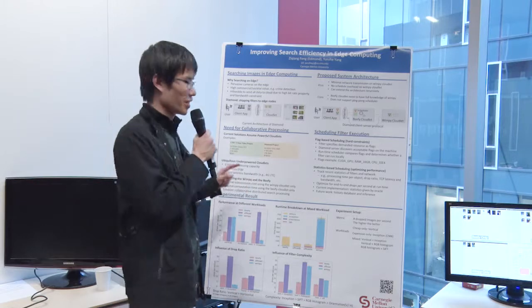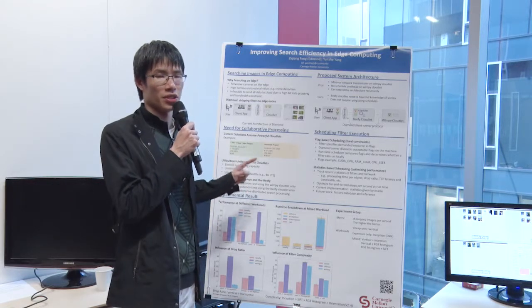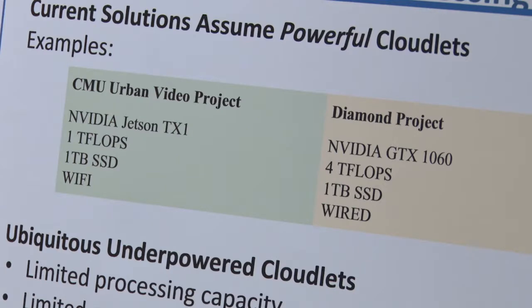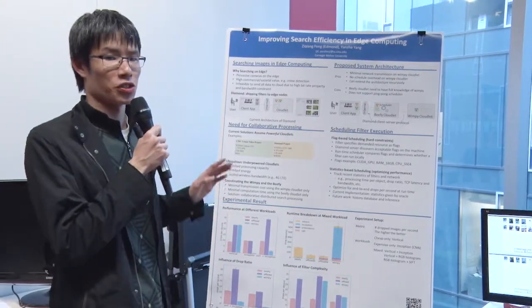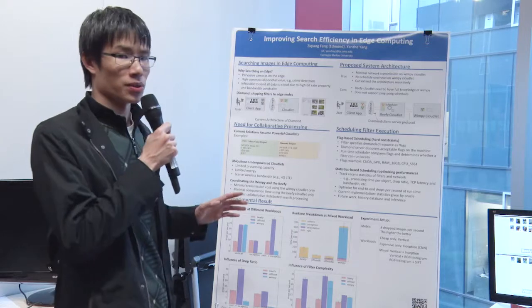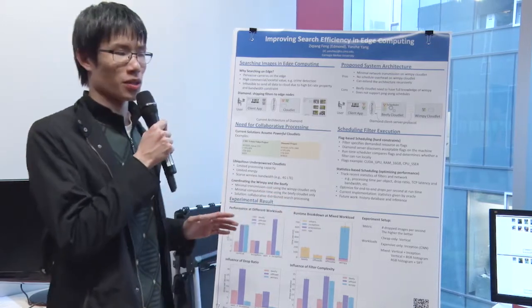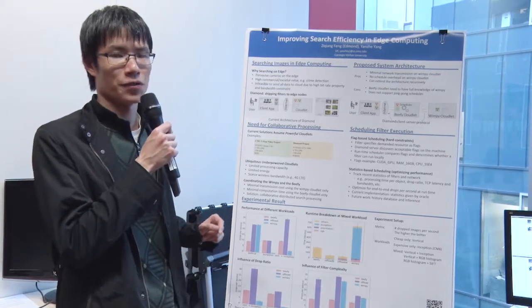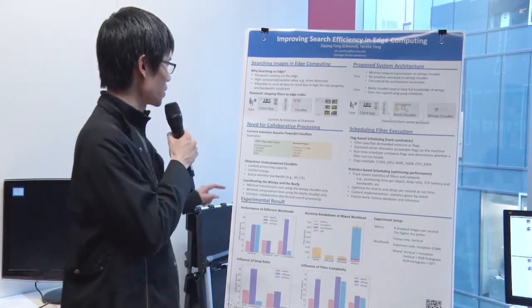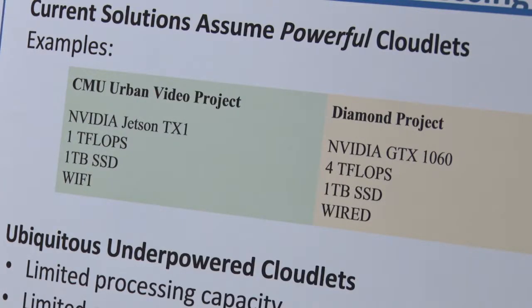We have two projects here at CMU that target image searches on the edge. The first one is the CMU Urban Video project, and the other one is the Diamond system we talked about. Both projects make a strong assumption that the compute nodes on the edge have quite powerful processing power, so that you can run all kinds of sophisticated computer vision algorithms on them. For example, the CMU Urban Video project has an NVIDIA Jetson GPU, and the Diamond project has an NVIDIA GTX GPU on each of the machines.